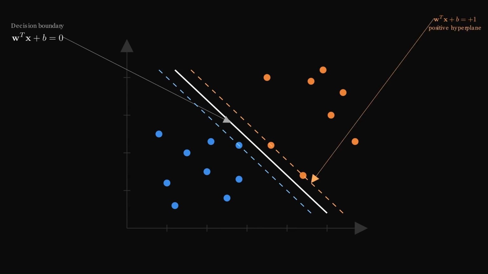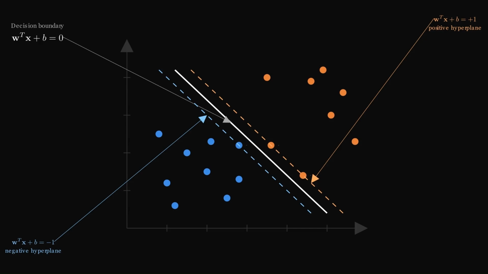Now here's the key idea. All three lines come from the same equation, same weights, same bias. Only the output value changes. 0 gives the decision boundary, plus 1 and minus 1 define the margin boundaries. So instead of thinking in terms of drawing lines, we think in terms of parameters. A weight vector controls the direction and a bias term controls the position. Together they define every possible separating line.